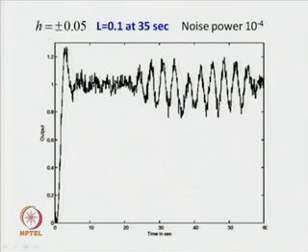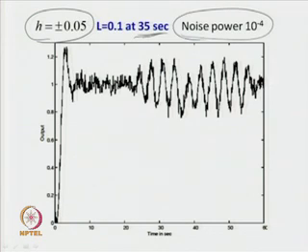So, the relay amplitude is set at plus minus 0.05. A static load disturbance occurs at 35 seconds. The magnitude of the static load disturbance is 0.1. Sensor noise is present from the beginning. So, we have got band limited white noise of power 10 to the power minus 4 available from the beginning. So, the output signal assumes this form. When we have got sensor noise, static load disturbance and relay amplitudes present, we get the output of this form.